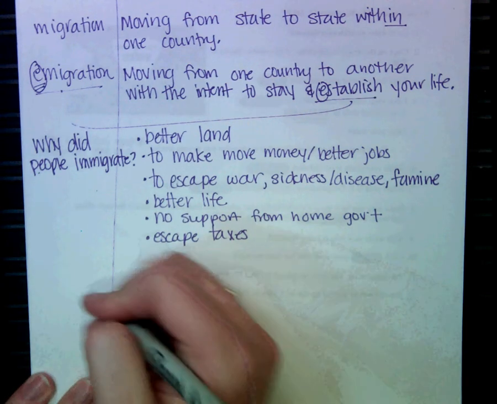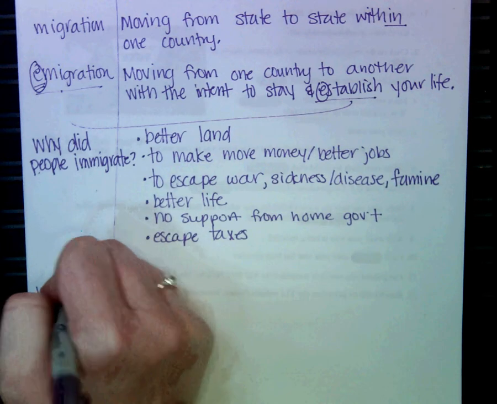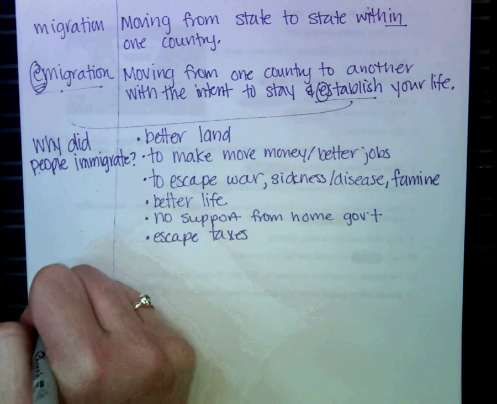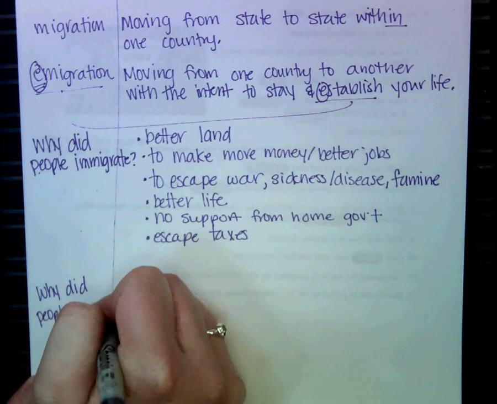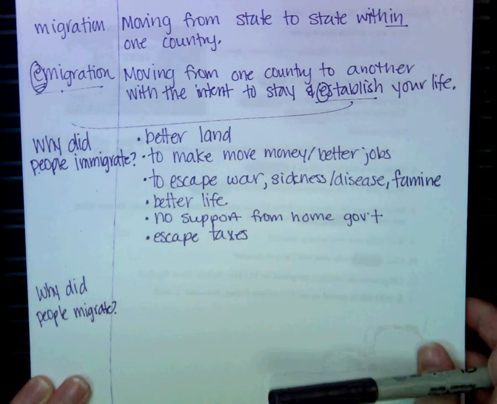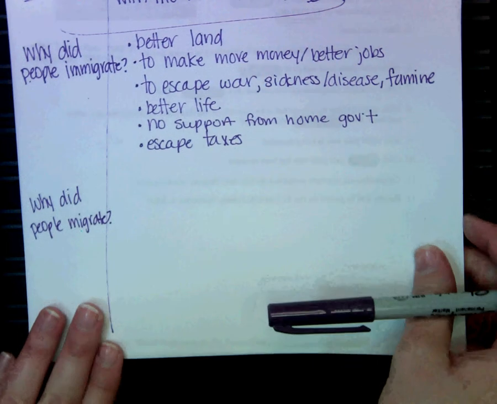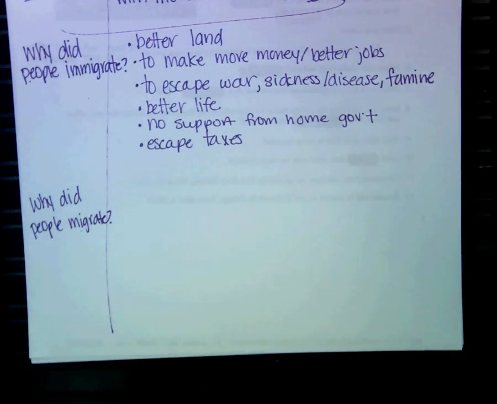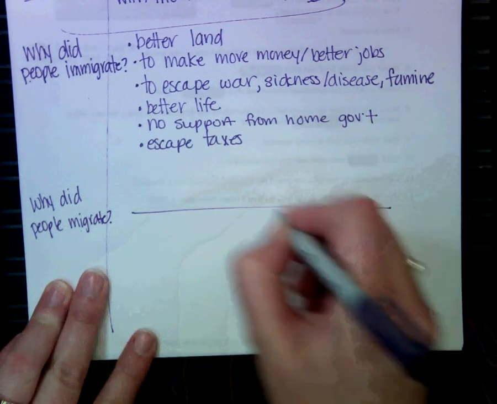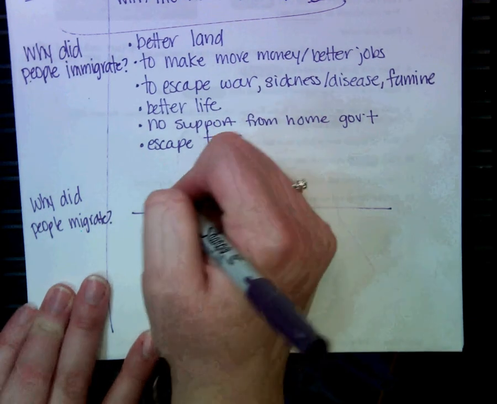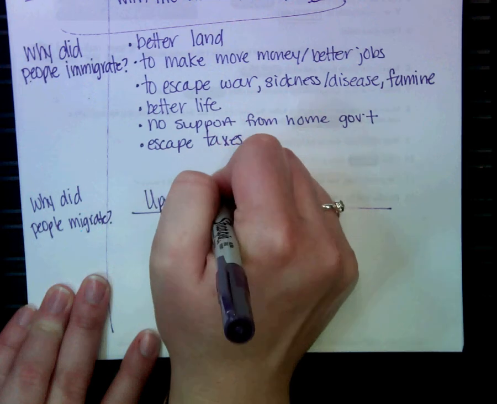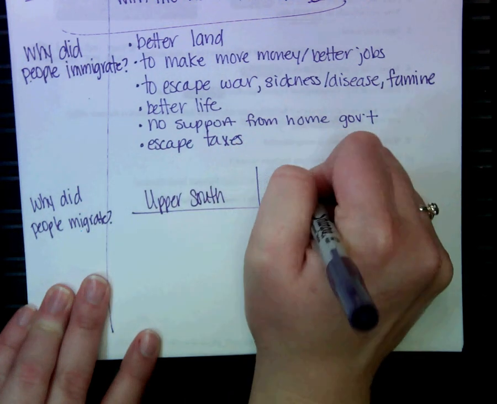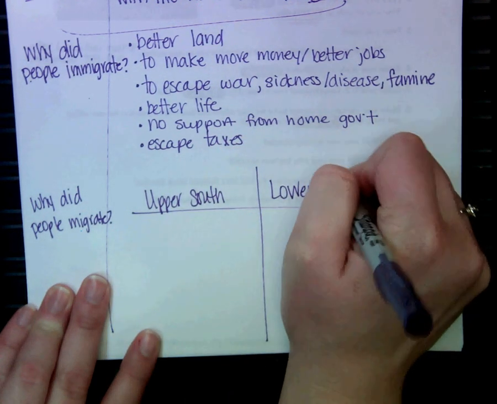Okay? Why did people migrate? So why are they moving within the United States? Why are they going from one place to another? Well, let's create a T-chart. Let's write the Upper South and the Lower South.